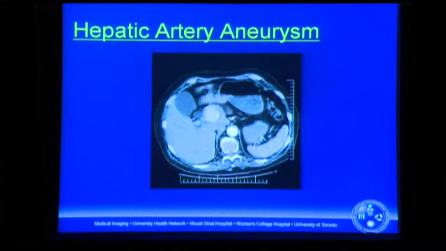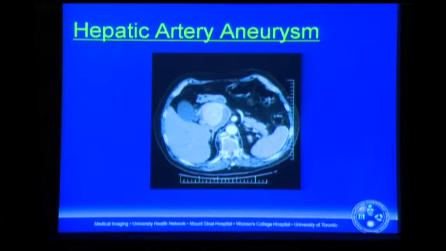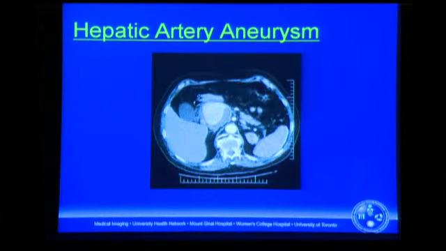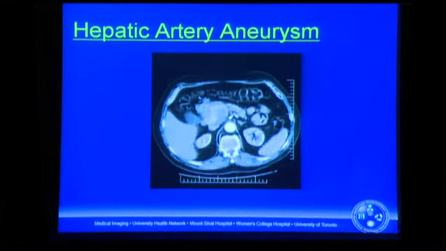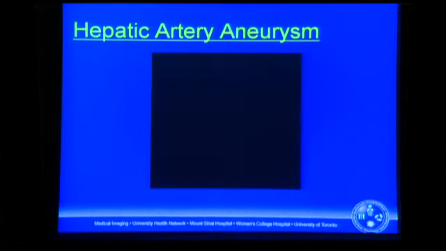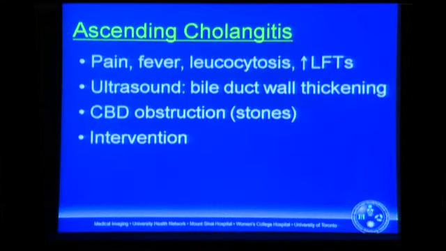The patient went immediately for a CTA. Note that this aneurysm is irregular in shape. It's unstable. That's why the patient has pain. And that aneurysm was successfully repaired later that same day.